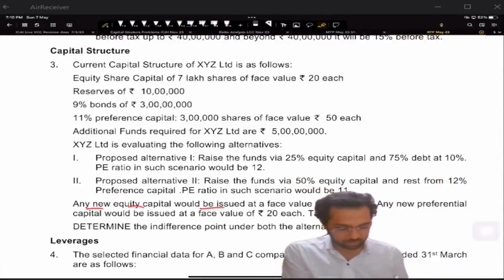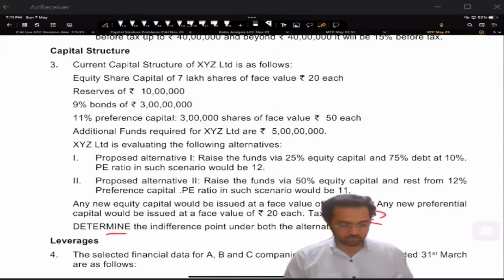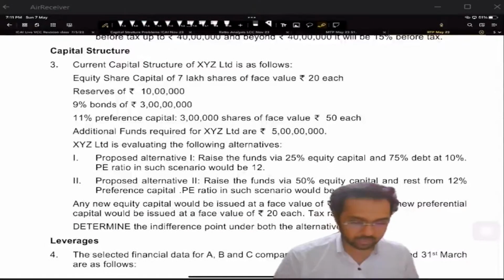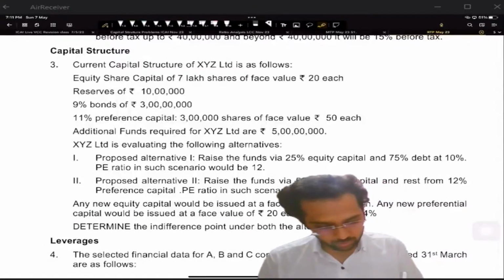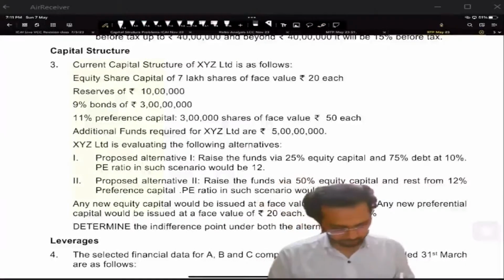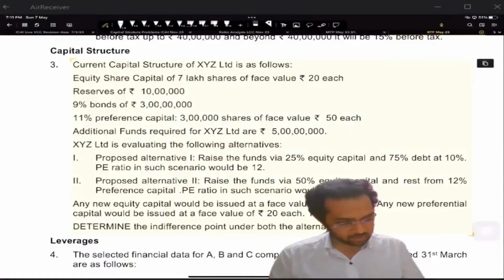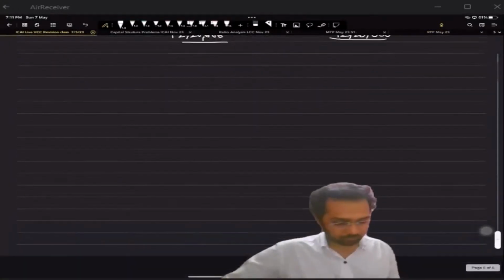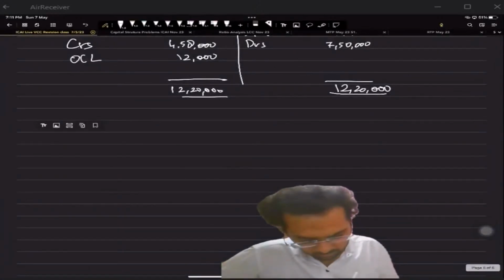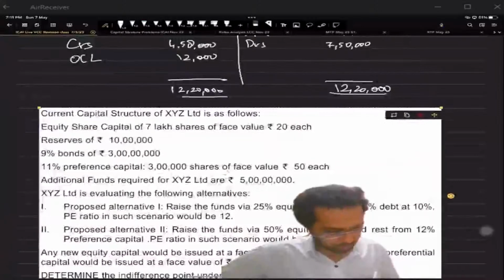Any new equity capital would be issued at a face value of rupees 20 each, and any new preference capital would be issued at a face value of rupees 20 each. Tax rate is 34%. You have to determine the indifference point between both the alternatives. So we have to obtain an indifference point over here between the alternatives. Now, for getting the indifference point, we need to first list down the financial plans properly so that we can apply the formula.